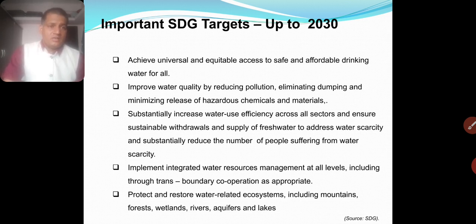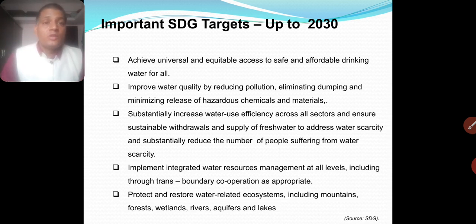You can refer from this Sustainable Development Goal. But here the importance is to achieve the universal and equitable access to safe and affordable drinking water for all. This is a very important target. It means that water should be universally and equitably accessible to the stakeholders, and that should be in a safe and affordable form. As we know, the cost of 1 liter of packed water is near about 20 to 25 rupees. So that should not be like that. It should be affordable to the common man, the layman, and it should be safe and non-contaminated water. That is the main target.